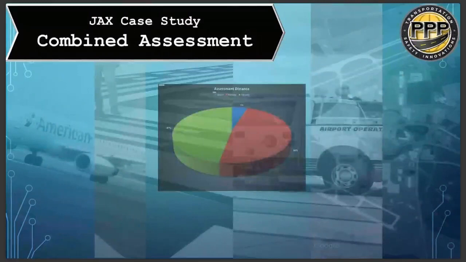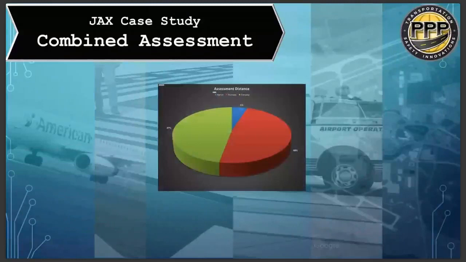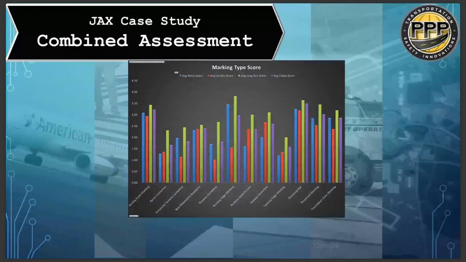Just to show you some of the things we were able to acquire here, we did a total assessment: nearly 48% or so was runway, 48% was taxiway, and the rest was aprons. This is kind of a cool chart. Remember, I told you we could break this out. You've got aiming point, apron, and it goes all the way across, with all these different markings. What you see is four colors there. I'll explain very briefly. The far left color is the retroreflectivity, and the next color is red, and that red is lateral deviation.